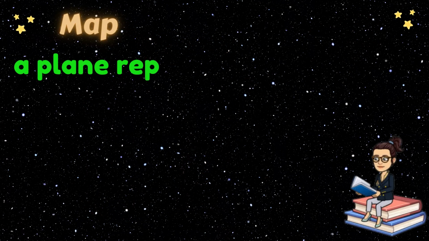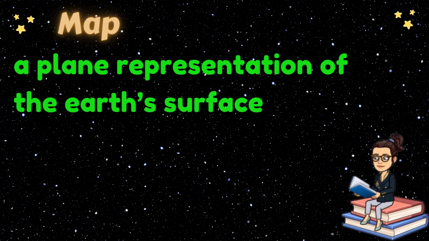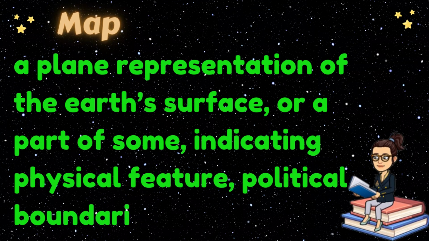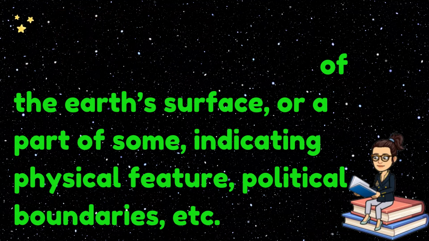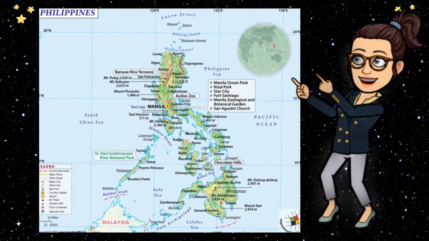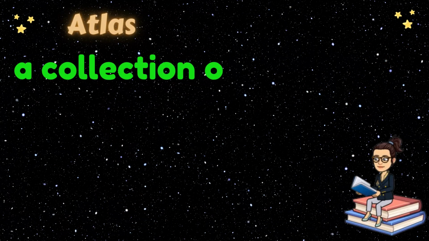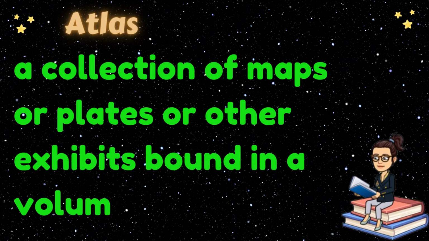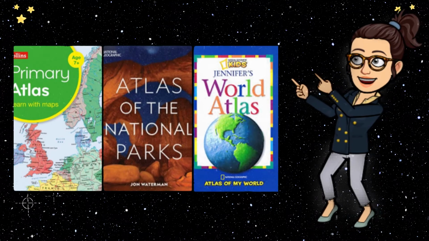Another type of biographical reference source is a map. A map is a plane representation of the Earth's surface, or a part of it, indicating physical features, political boundaries, and others. The Philippine map is an example of a map. The next biographical reference is the atlas. An atlas is a collection of maps or plates or other exhibits bound in a volume. It is also a compilation of maps. These pictures are examples of atlases.